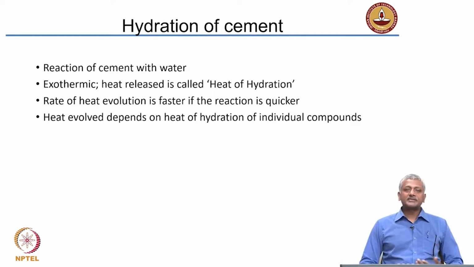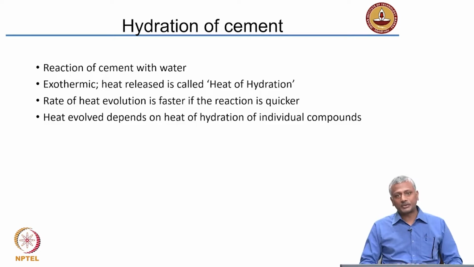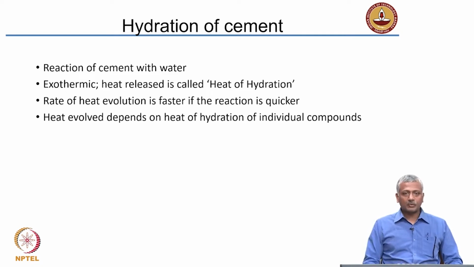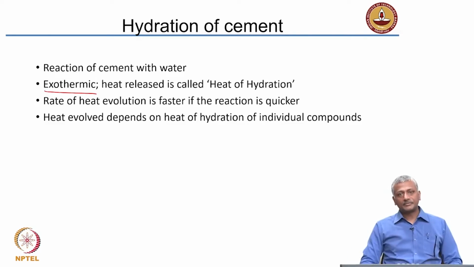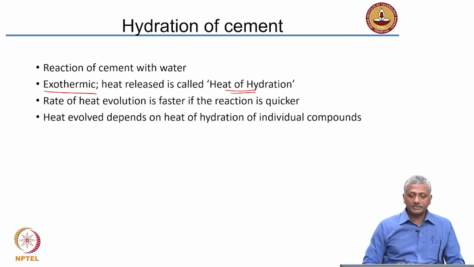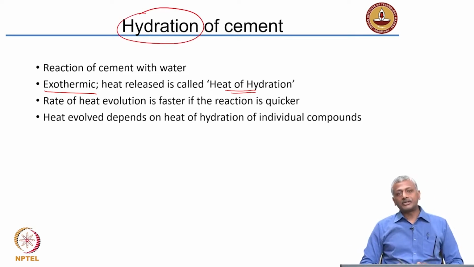So, what happens when you mix the cement with water? You might have seen what happens when you mix lime with water. Okay, it rapidly reacts with water and converts to calcium hydroxide. Now, cement on the other hand has a controlled reaction with water. Nevertheless, the reaction of cement with water is also exothermic. It releases heat. Okay? Heat is released when cement reacts with water, and this heat released is called the heat of hydration. So, the entire process of reaction of cement with water is called hydration.